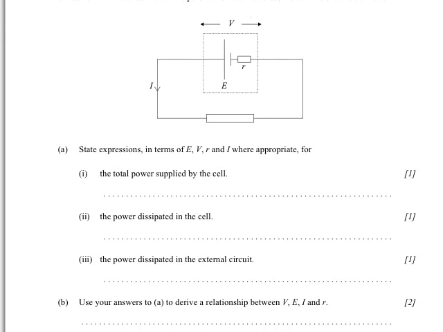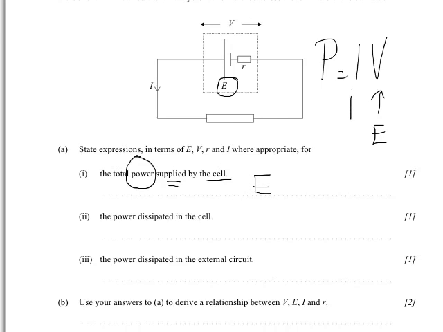State the total power supplied by the cell. Now, total power equals current times voltage. So we just need to find the current and voltage supplied by the cell, which is the EMF. That is the supplied. So we can simply state that as E and I, because those are the symbols we're allowed to use.